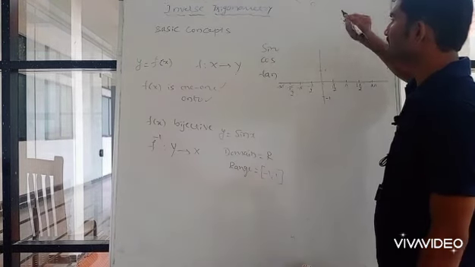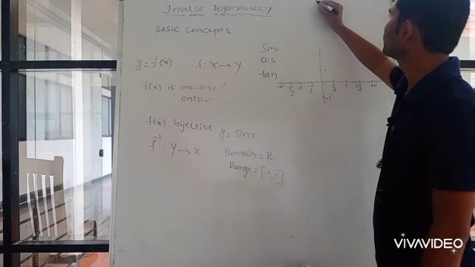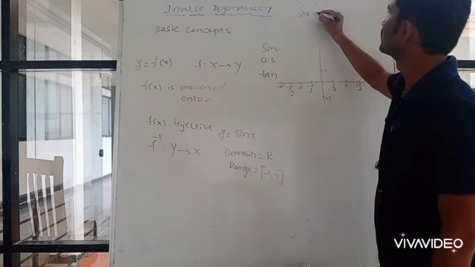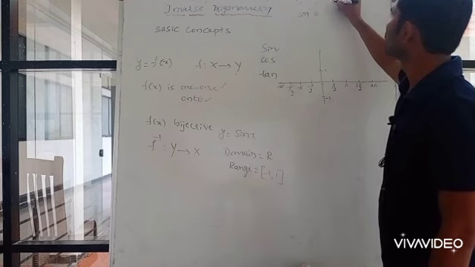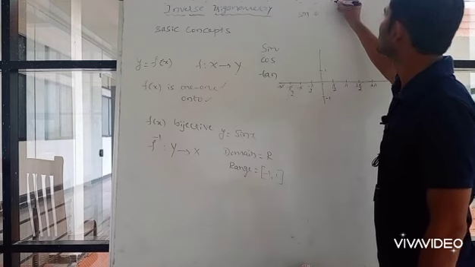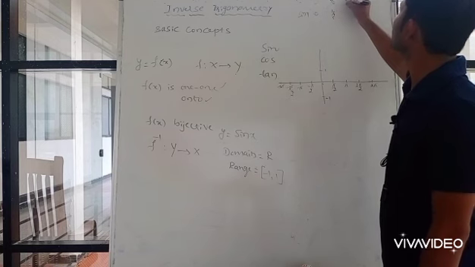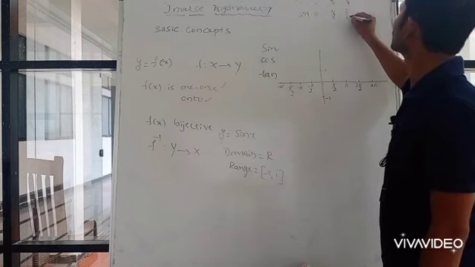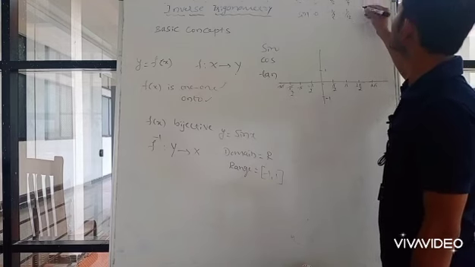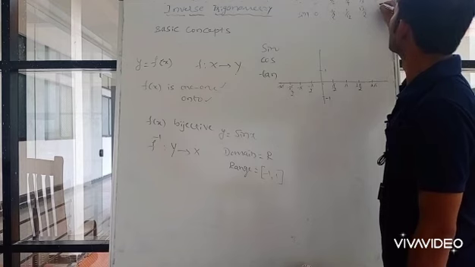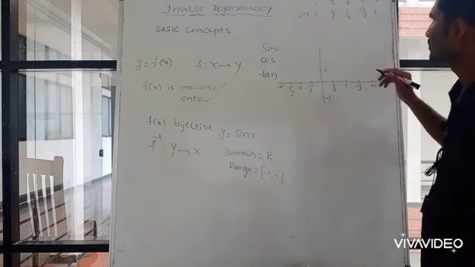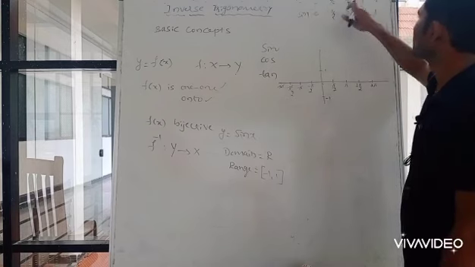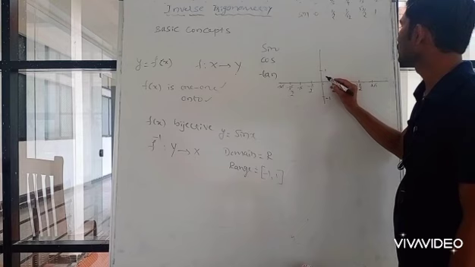So we know the table values. If x is 0, then sine x is also 0. If it is π/2, or before that we can consider π/6, the value of sine x is 1/2, then π/4 gives 1/√2. Next π/3 gives √3/2, and π/2 has the value 1. If you observe these values, as the x value is increasing, sine x is also increasing from 0 to 1.